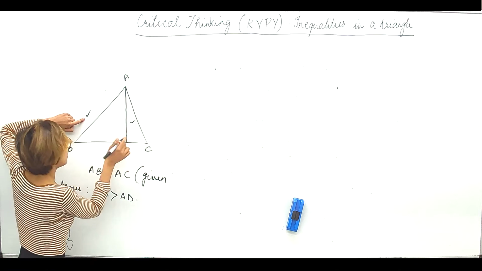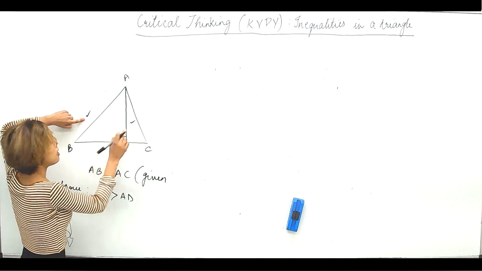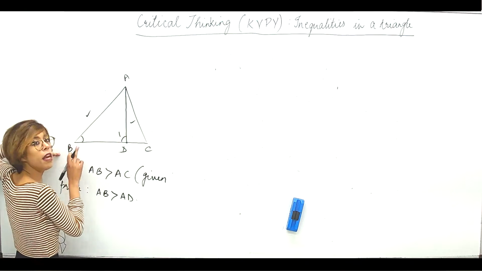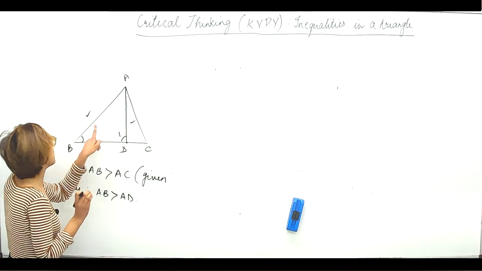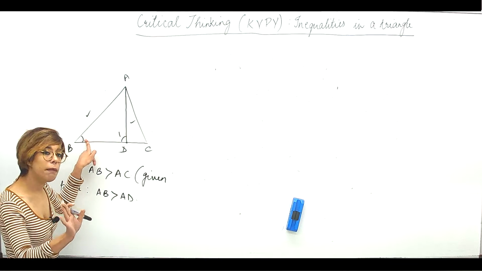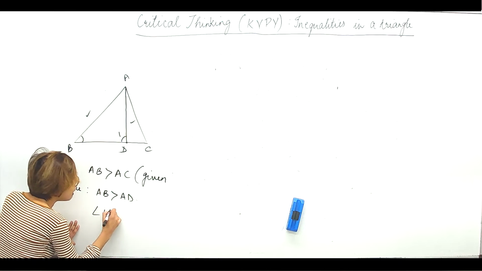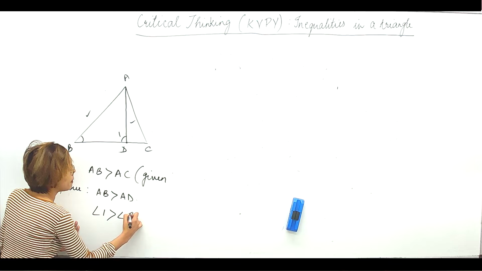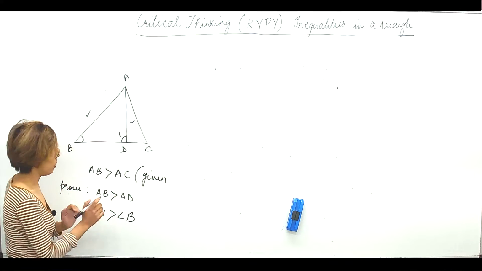I need to prove that this side is greater than this one. Which angle is opposite to this? This one. Let this be angle 1. Which is opposite to this? Angle B. If I am able to prove that this angle is greater than this one, my problem will be solved. So I need to prove that angle 1 is greater than angle B.